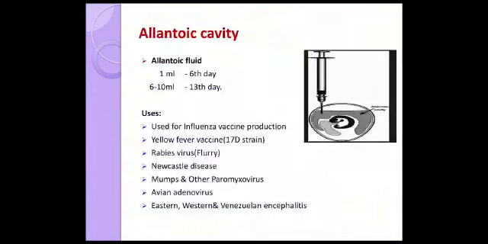Which viruses are inoculated into the allantoic cavity? It is usually used for influenza vaccine production, yellow fever vaccine 17D strain, rabies vaccine Flury strain, Newcastle disease, mumps and other paramyxoviruses, and avian adenoviruses.